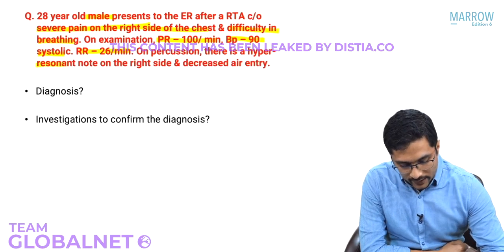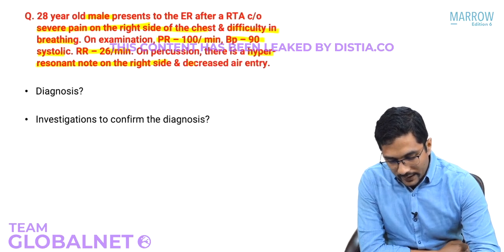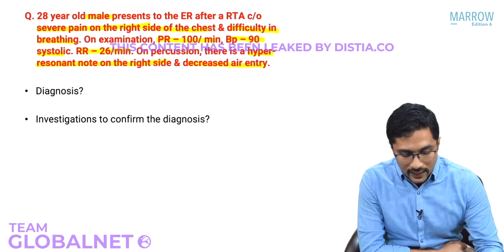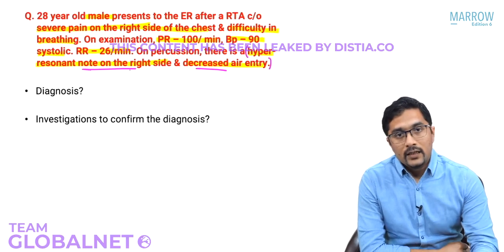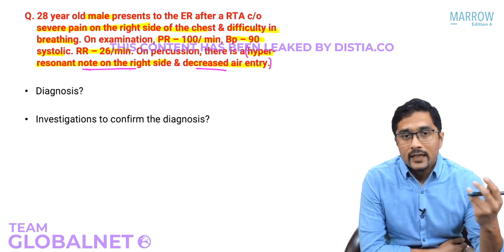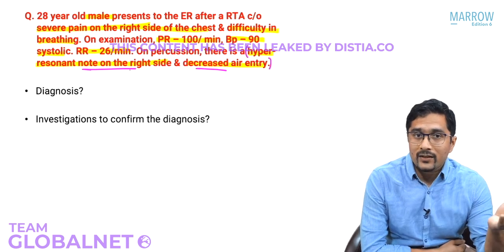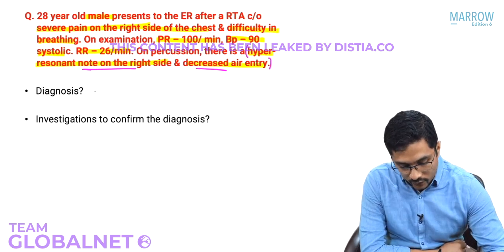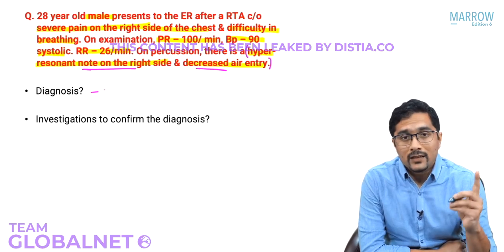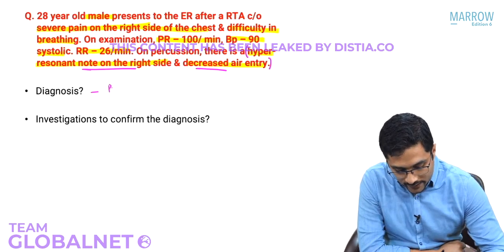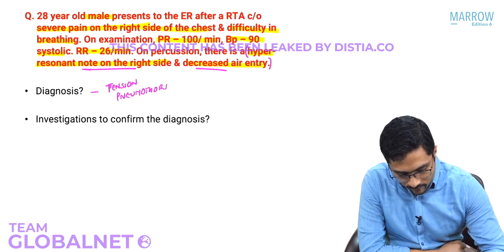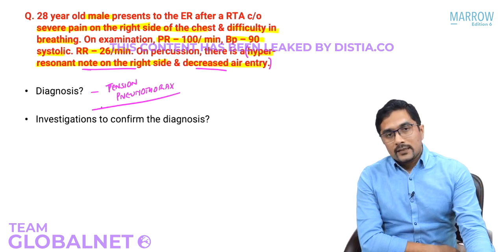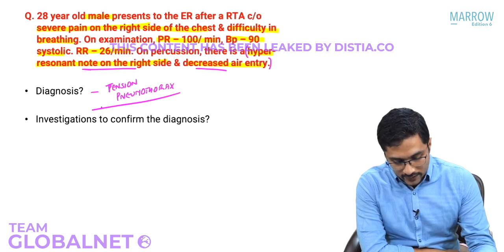On percussion, there is a hyper-resonant note on the right side and decreased air entry. So the last line is the giveaway: hyper-resonant note and decreased air entry. When you're percussing the right side of the chest, that means that there is air there. So that is a case of pneumothorax. Now the patient's vitals are unstable, so this becomes a case of tension pneumothorax, where the patient has unstable vitals and there is a pneumothorax.